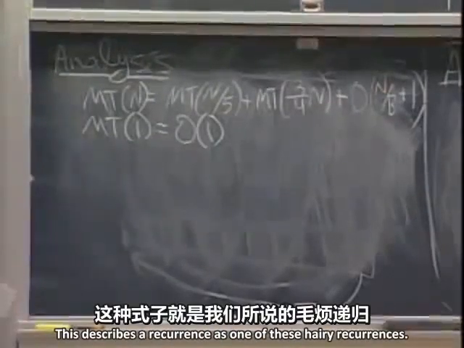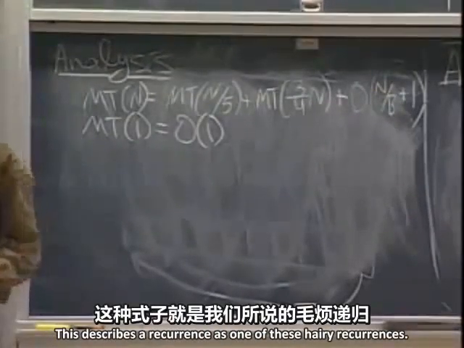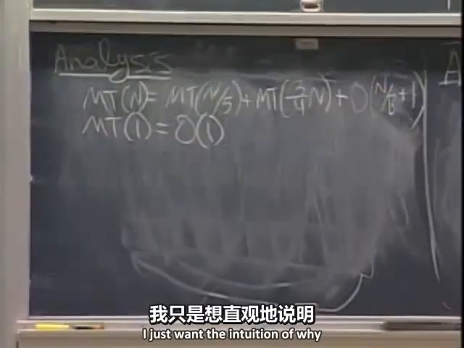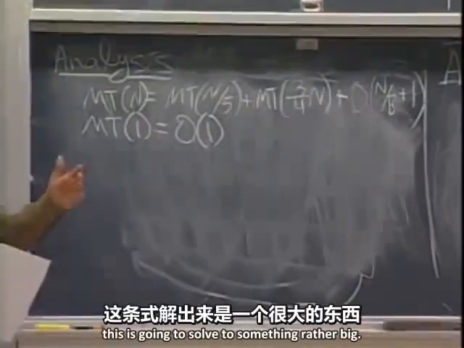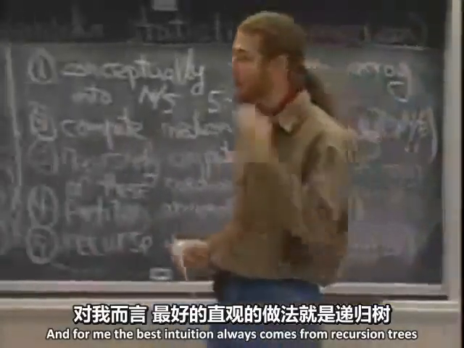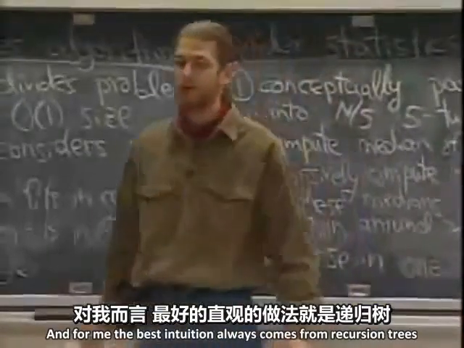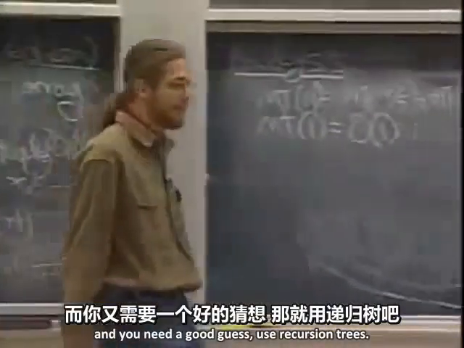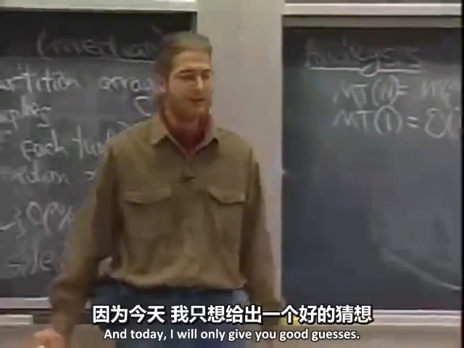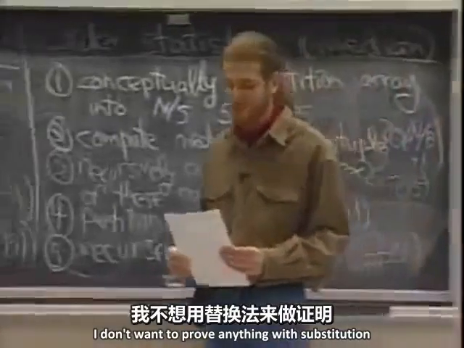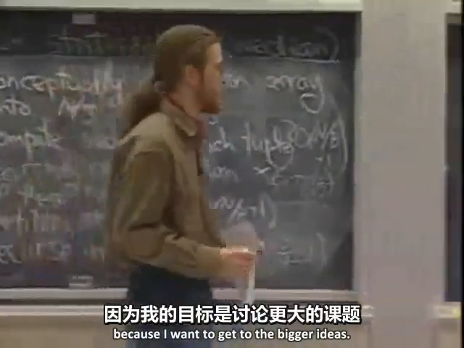Okay, this describes a recurrence as one of these hairy recurrences. And I don't want to use substitution. I just want the intuition why this is going to solve to something rather big. And for me, the best intuition always comes from recursion trees. If you don't know the solution to a recurrence and you need a good guess, use recursion trees. And today, I will only give you good guesses. I don't want to prove anything with substitution, because I want to get to the bigger ideas.